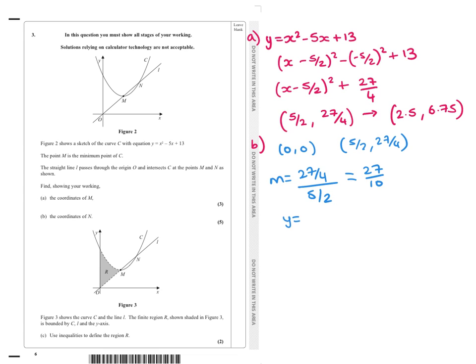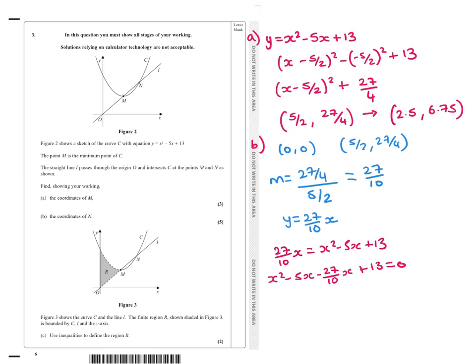We know that y equals mx plus c. Our c is the origin, so it is literally just 27/10x. Okay, perfect. We now know as well that n lies on the same straight line and also lies on the equation, so I can put these equal to each other. So 27/10x equals the equation of the line, which is x squared minus 5x plus 13. So I'm going to get x squared minus 5x minus 27/10x plus 13 equals 0, okay?